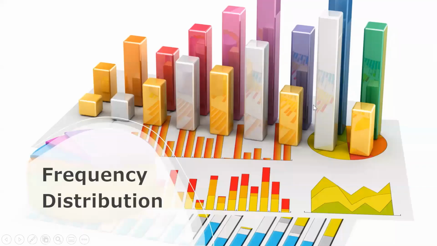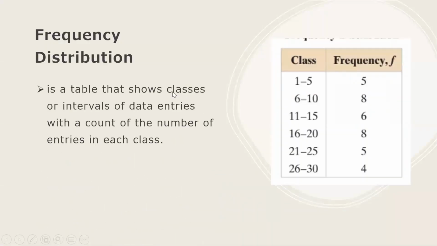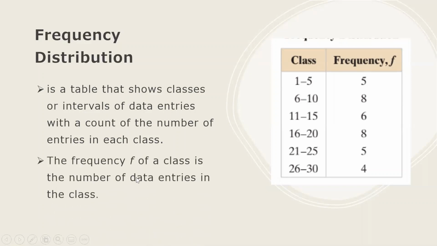Now let's talk about frequency distribution. Frequency distribution is a table that shows classes or intervals of data entries with a count of the number of entries in each class. The frequency f of a class is the number of data entries in the class. In the given frequency distribution at the right, there are 6 classes. So 1, 2, 3, 4, 5, and 6. The frequencies for each of the 6 classes are 5, 8, 6, 8, 5, and 4.